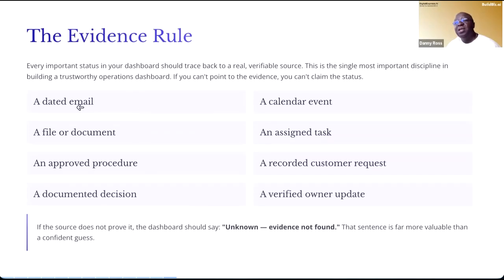After that, we're going to start training the AI on the evidence and how it should be handled, what's real. These are the components of creating a good source for the AI, meaning things that are factual. If the source does not prove it, the dashboard should say unknown, evidence not found. Is it a dated email? Is it a physical or digital file? An approved procedure, a documented decision that it's done before. If it's going to automate something, you want to be able to say, all right, learn this, I approve this, and going forward you can go ahead and take this task or step. For example, a recorded customer request, that's something specific and factual. Those are the types of things that you want the AI to be working from.